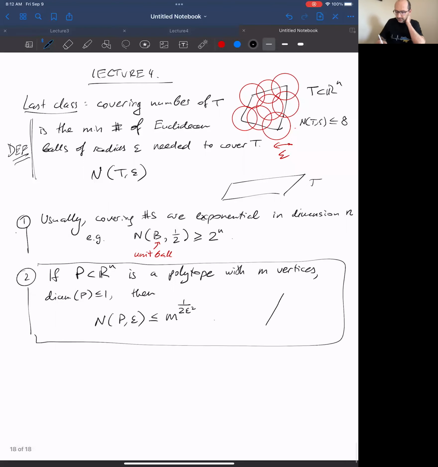Okay, so for example, for the simplex, which is a generalization of a triangle in high dimensions. In 2 dimensions, it's a triangle. In 3 dimensions, it's called a tetrahedron. Okay, so in n dimensions, it's just n+1 points, and you take a convex hull of that. For that, you have m equals n+1. And so the covering number will be polynomial in n, not exponential.